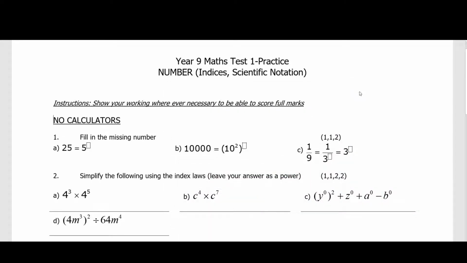Year 9, Test 1 Practice. Question 1. Fill in the missing number. 25 equals 5 to the power of 2.